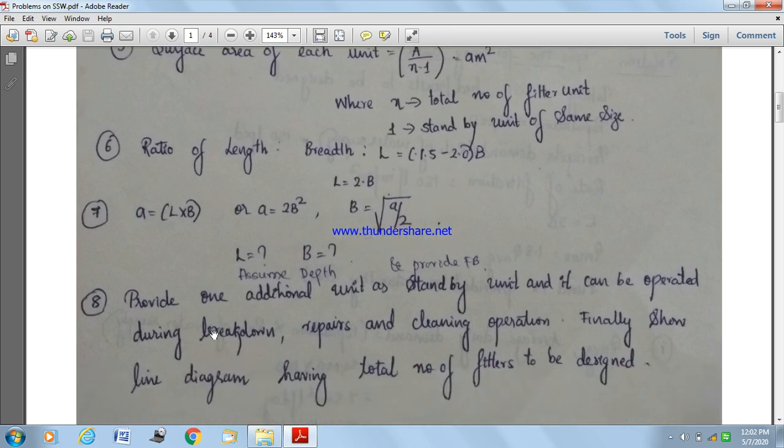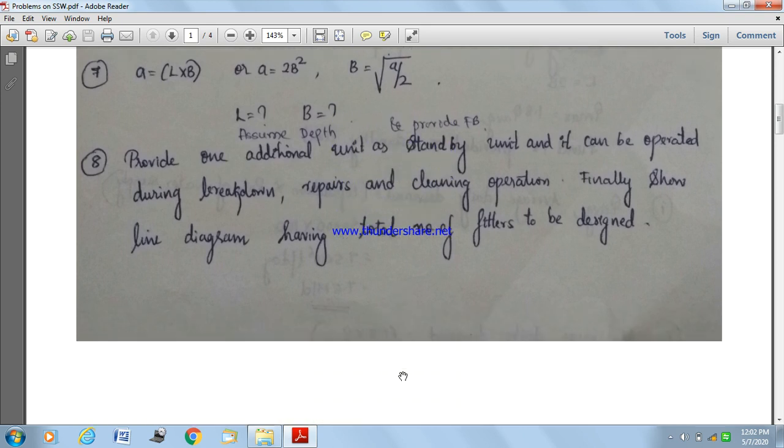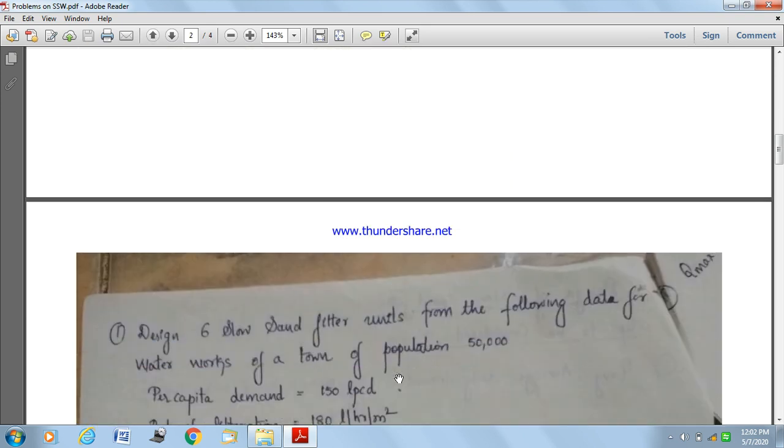One more thing is you have to provide an additional unit as a standby, so that it can be operated during breakdown, repairs and cleaning operation. Finally, show the line diagram having the total number of filters to be designed. Now we will go for the question.